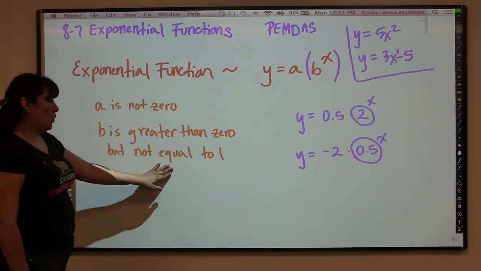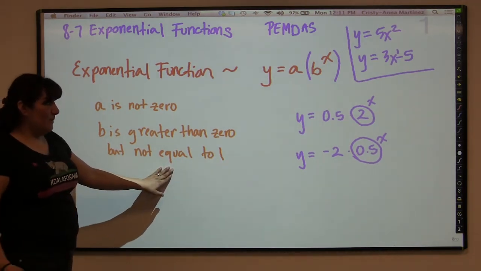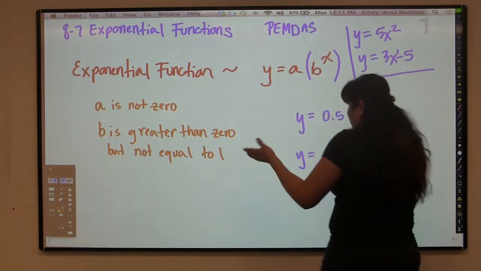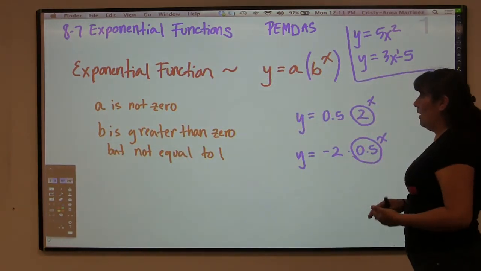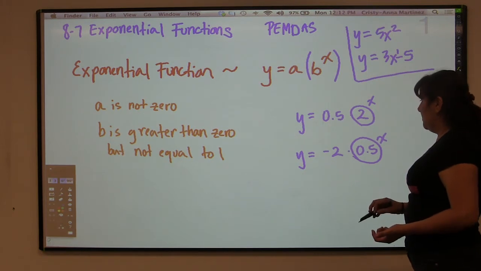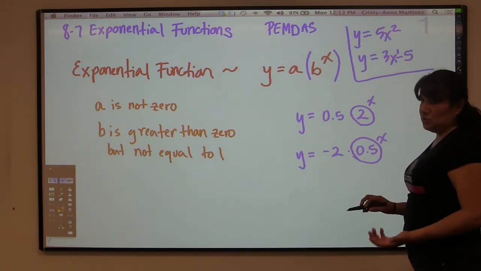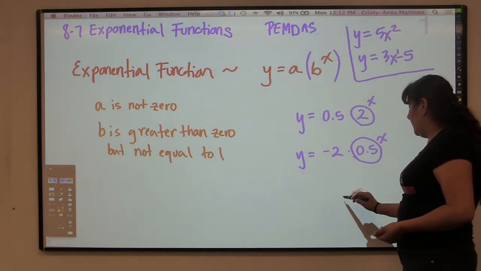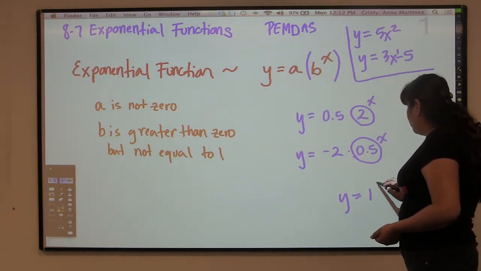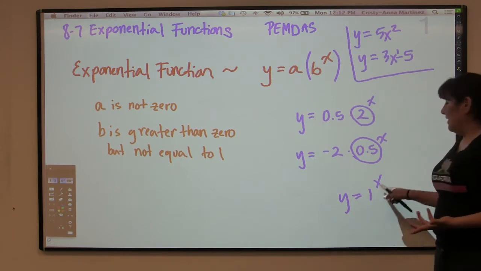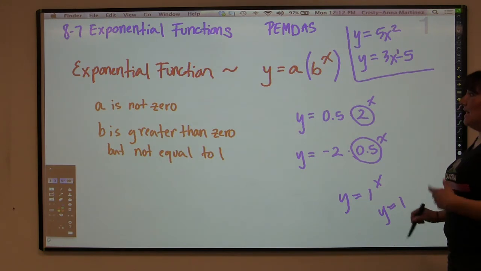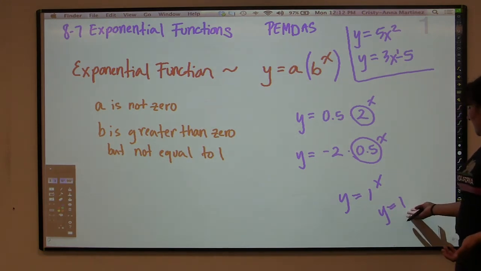Also, it can't equal 1. Now, it can be something bigger than 1, but it just can't equal 1. It can be smaller than 1 as long as it's bigger than 0, but it can't actually equal 1. And again, the reason for that is because if we allowed b to be 1, then you could have something like y equals 1 to the x power, and we know that 1 to any power is 1, so then the equation would just be y equals 1. And like the case of y equals 0, this is not exponential because there's no variable in the exponent.